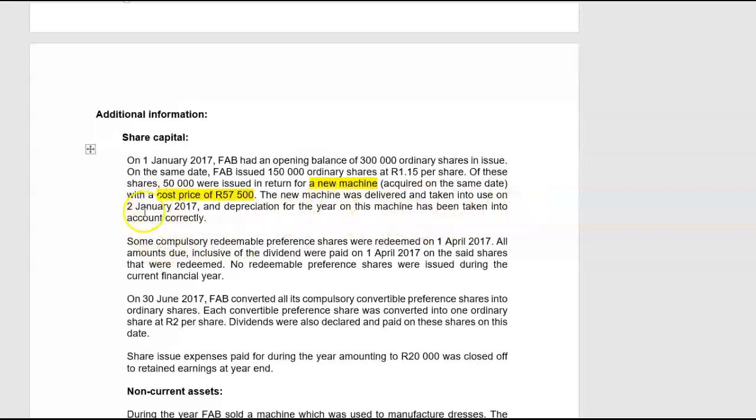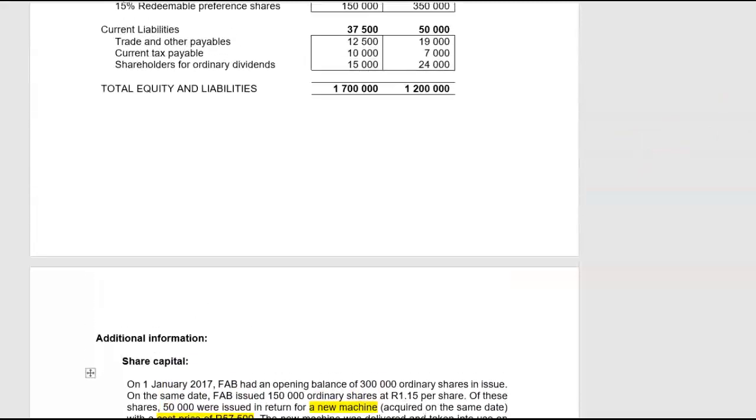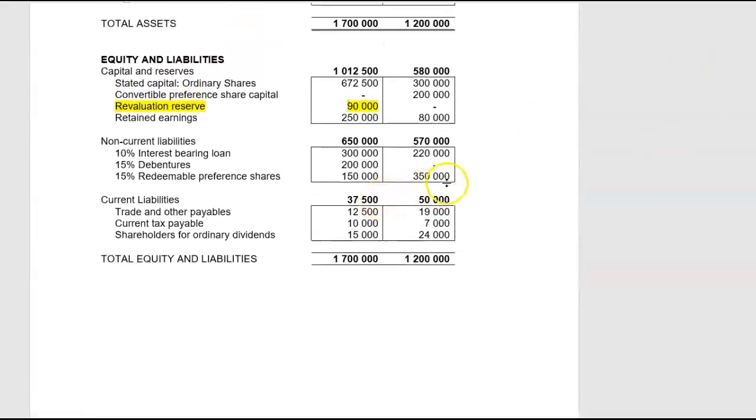Everything has been taken into account correctly. Some compulsory redeemable pref shares were redeemed on 1 April 2017. All amounts due, inclusive of the dividend, were paid on 1 April on the said shares when it was redeemed. No redeemable pref shares were issued during the current financial year. So if you go to our statement of financial position, you will see there that we have redeemed some of these shares, 200,000 Rand worth of those shares on 1 April.